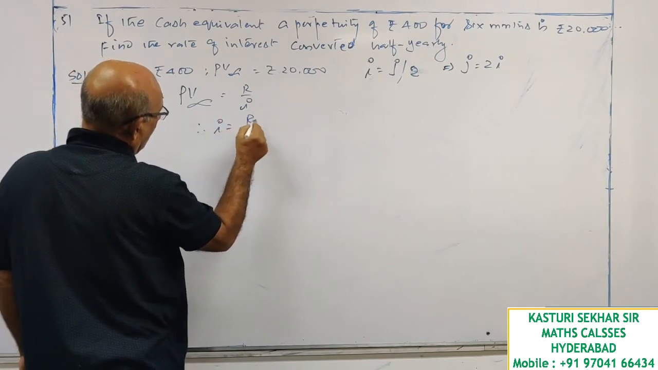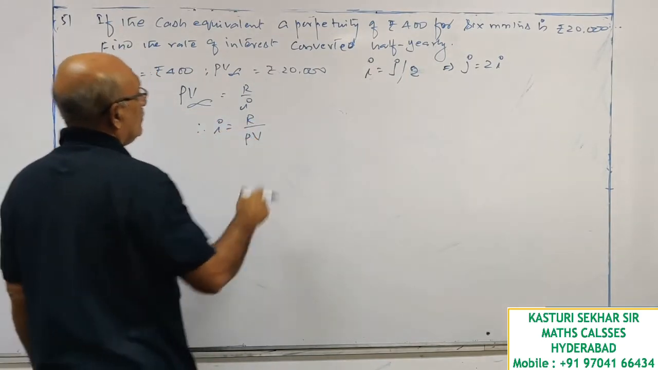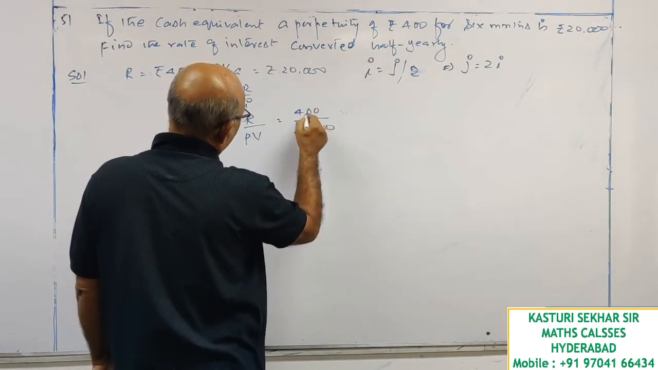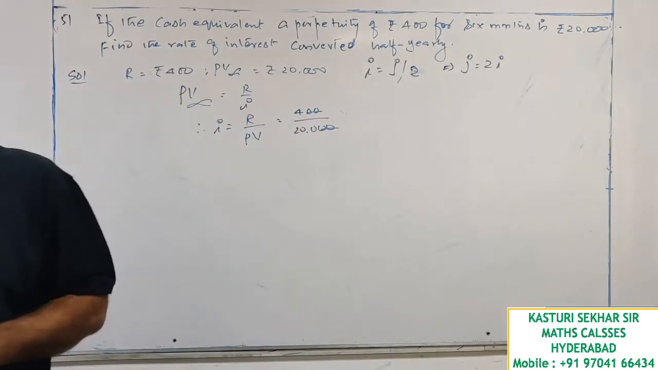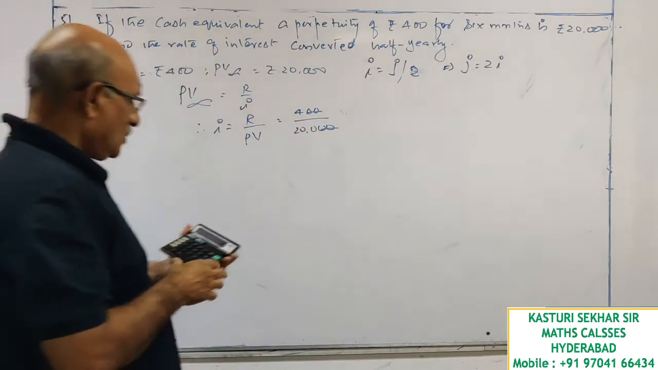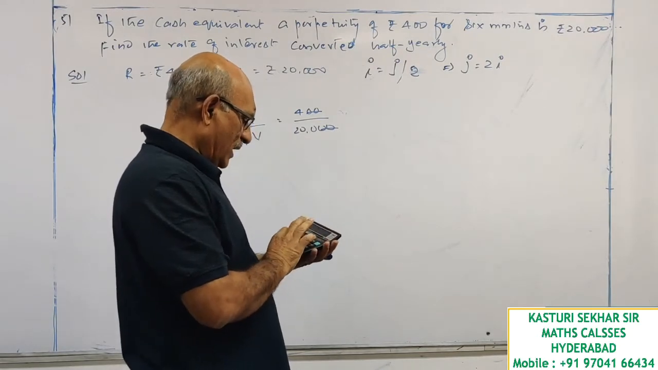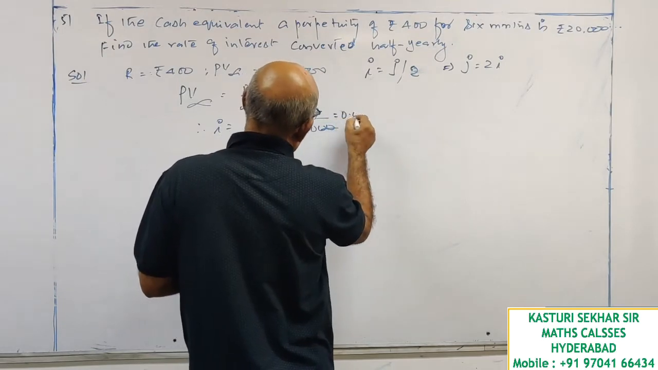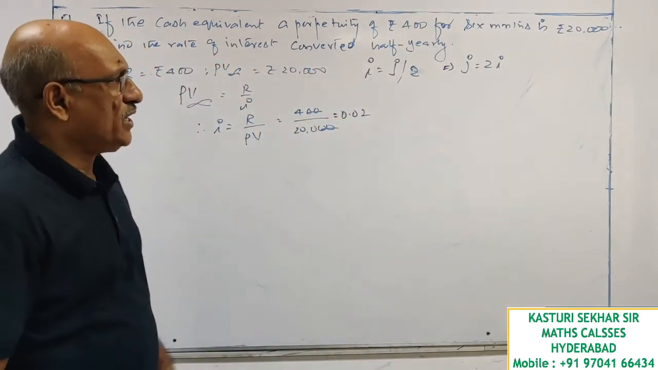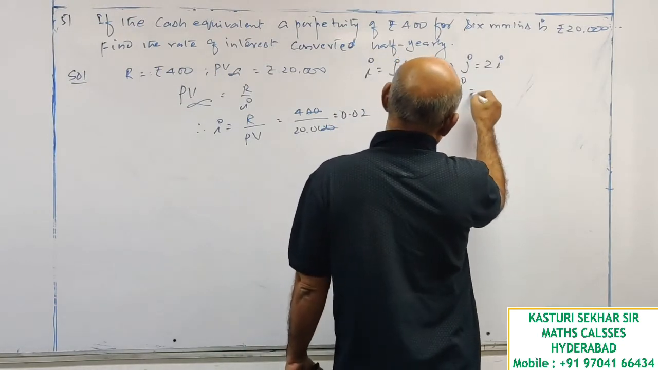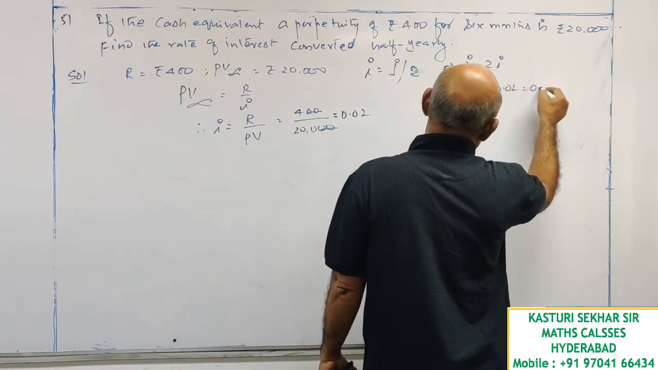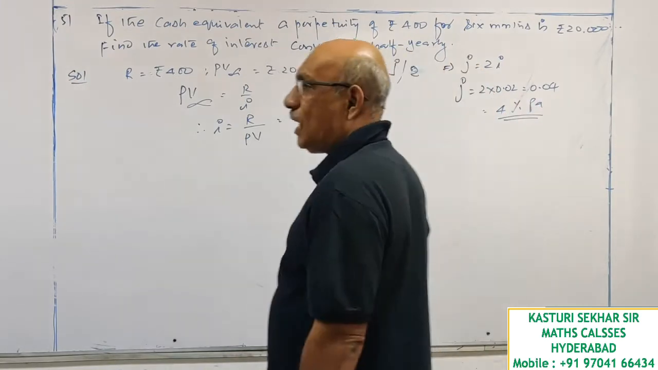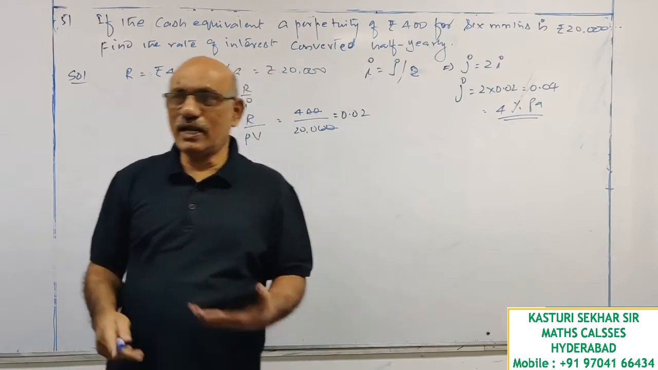Therefore, I is equal to R divided by present value. This is 400 divided by 20,000, so this is 4 divided by 200, which is 0.02. I value is equal to 0.02. J is equal to 2 into 0.02, which is 0.04, that is 4% per annum. Rate of interest is 4% per annum.